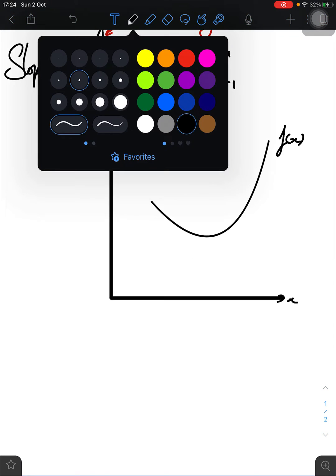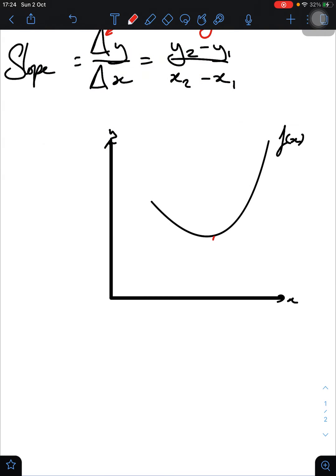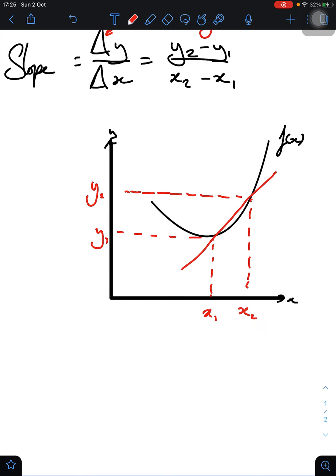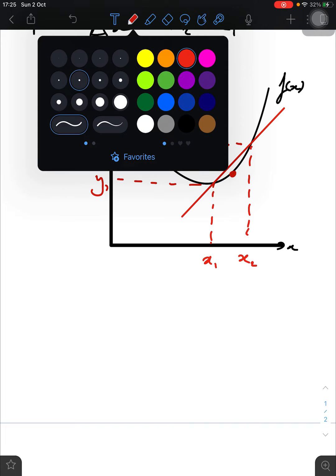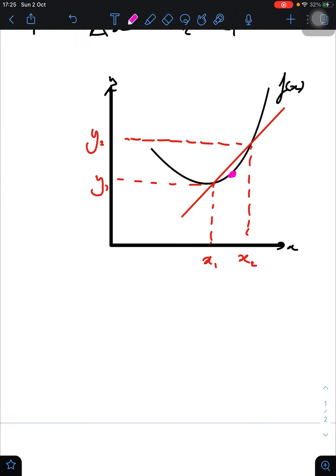Therefore, we can take 2 points here. Let's pick our points here as x1, and x2, and then we have y1, y2, and if you draw a line between those 2 points, we want to find the gradient at this point here, which is the tangent to the curve there. Let's put that in another color, let's put that in pink.